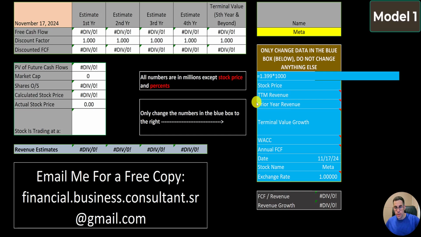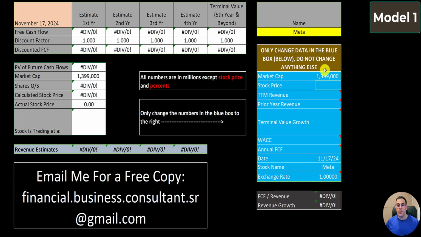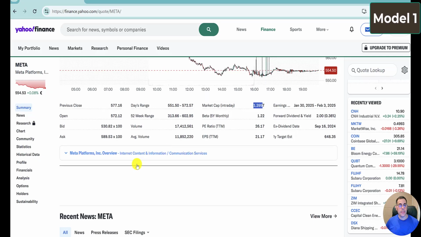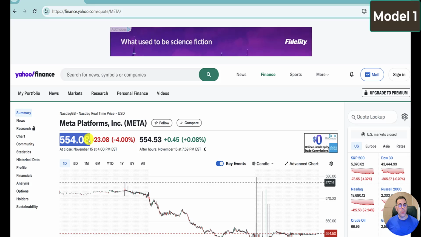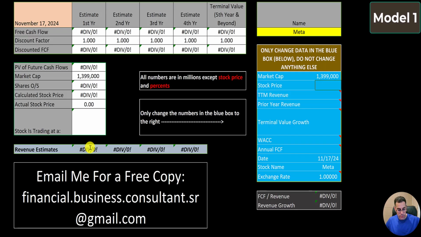1, 2, 3, 1, 2, 3, 1, 2, 3. It looks like 1.399 million, but all numbers on this file are in millions. So that's just formatting. Next, we get the stock price, 554.08. And you could use any website. I'm just using Yahoo Finance since I'm used to it.